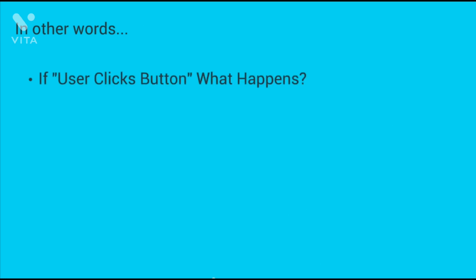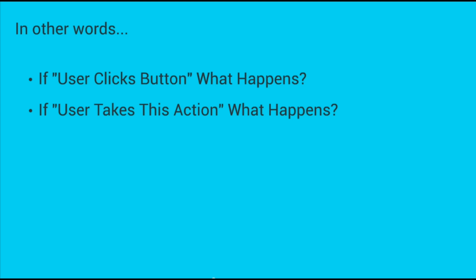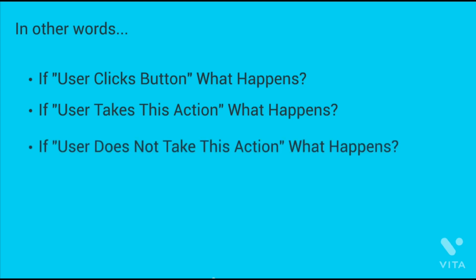So in other words, for example, if a user clicks a button, you're going to write down what happens. If the user takes a specific action, then what happens? If the user does not take that action, then what happens? So you're really going to have to figure out basically all the steps of the process. And then what happens if this happened, then this happened. If this does not happen, then this does not happen. Or if this does not happen, what happens?